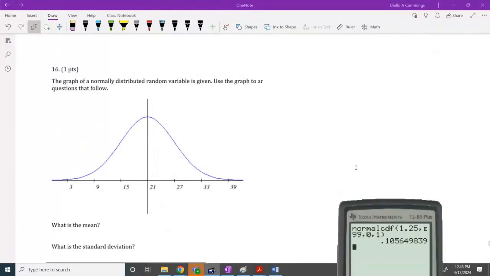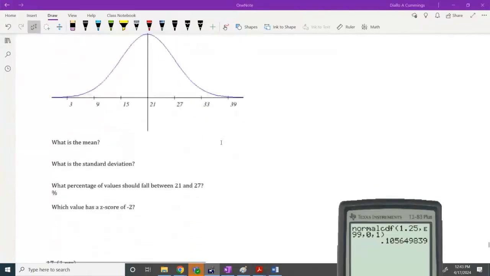All right, now number 16, it says the graph of the normally distributed random variable is given. Use the graph to answer the questions below. So we want to know the mean, the standard deviation, what percentage falls between 21 and 27, and which value has a z-score of -2.